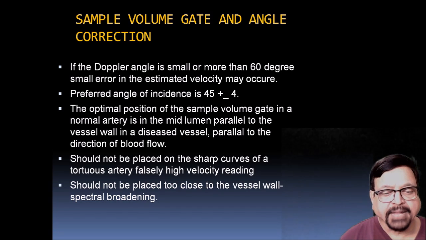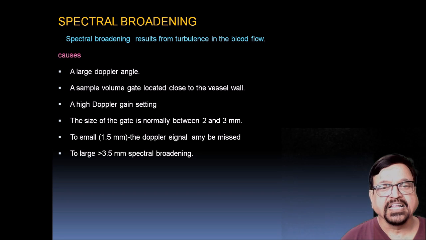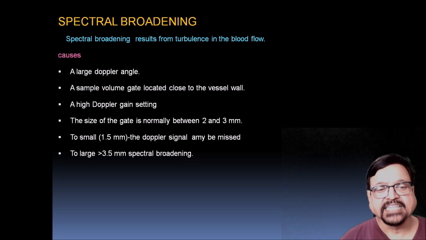Now, it should not be placed too close to the vessel wall, then the spectral broadening will occur. Now, what is spectral broadening? Spectral broadening results from turbulence in the blood flow. Now, what are the causes of spectral broadening? A large Doppler angle can cause it. A sample volume gate located close to the vessel wall can cause it. And high Doppler gain settings.